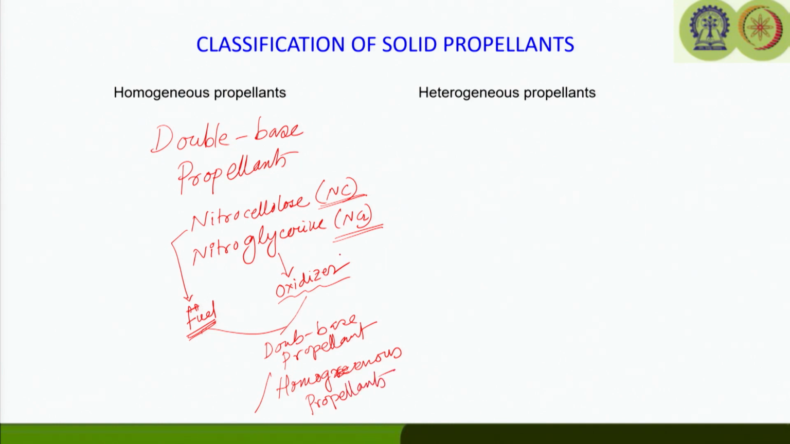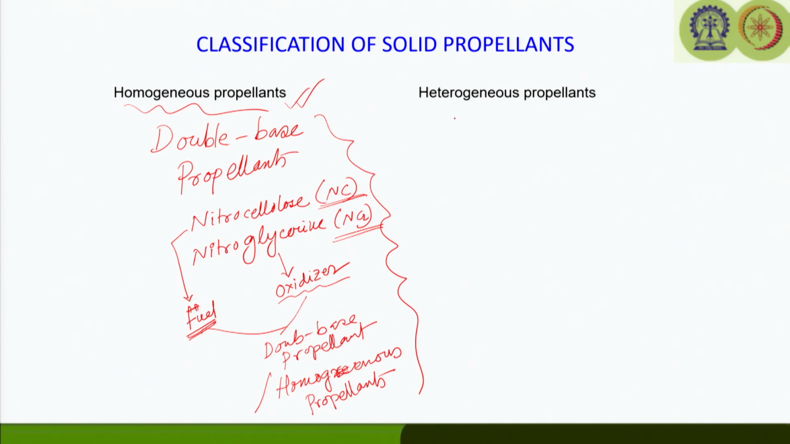Sometimes plasticizers are also used in a small quantity in the double base propellant to improve the fluidity and the processability of the propellant. So, it is not that in case of double base propellant no other ingredients are used; rather, small amounts of plasticizers are also used. Of course, still they will not affect the homogeneity of the propellant. That is why the double base propellants are also called the homogeneous propellant.